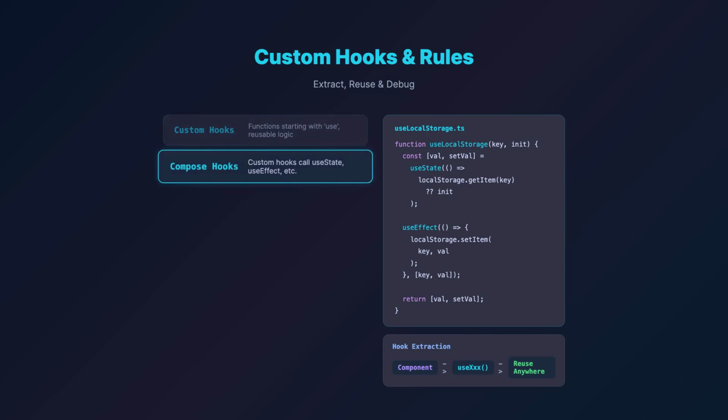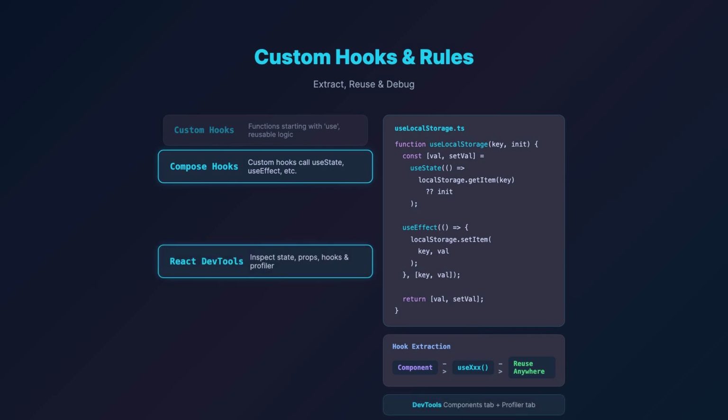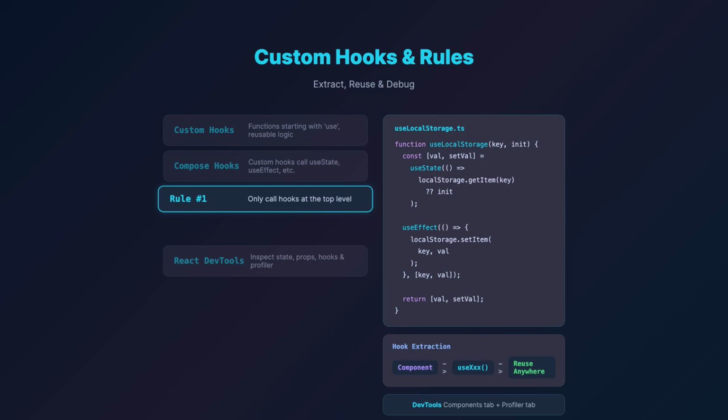The component stays clean. Custom hooks can call other hooks: useState, useEffect, useRef, even other custom hooks. They follow the same rules as regular hooks, the rules of hooks. There are two rules and they are non-negotiable.